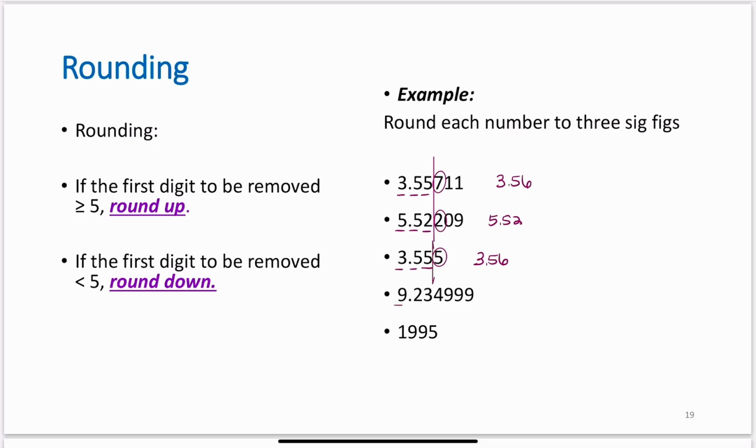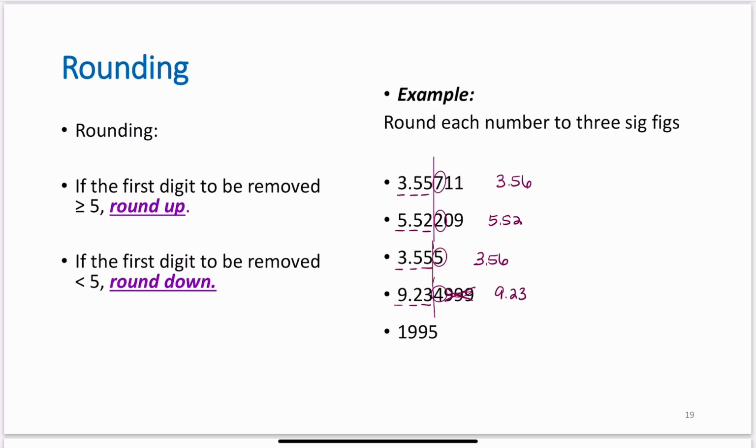Next number, 3 sig figs is right here, the 9, the 2, and the 3. So I'm going to cut the number here. The first number to be removed is a 4. I don't care about the 9 after it. I am not going to round the 4 up to a 5 and then round the number up. I'm not even going to look past it. These numbers do not exist to me, okay? I'm only looking at that 4. The 4 is less than 5. I round down to 9.23.